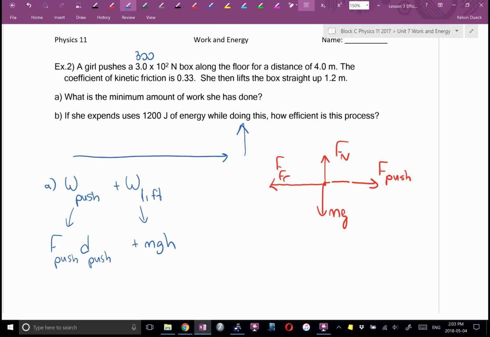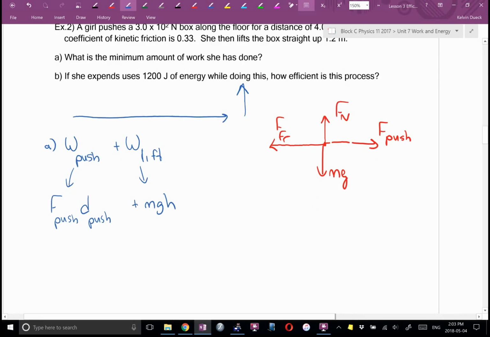So I'm going to do that in one thought process. If you want to write down more, you can. But I'm going to say, okay, this is going to be mu mg times d push plus mgh. What's mu? I don't know. What's mu? Okay. Do I know the mass in kilograms? Say no. But do I know mg in newtons? Say yes. What was the weight?